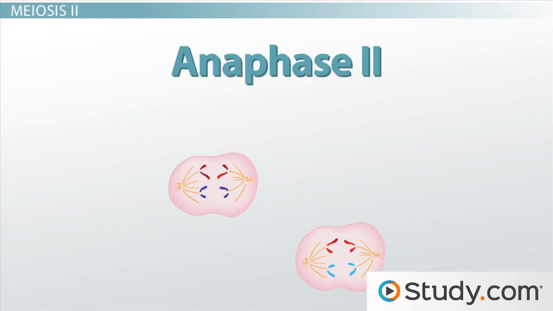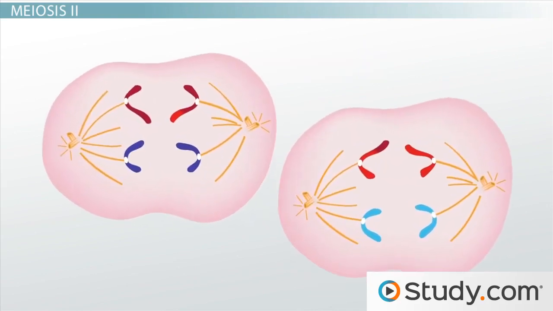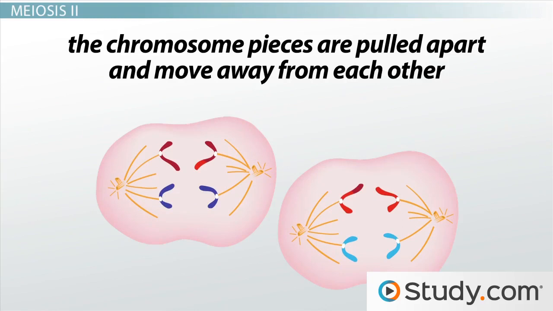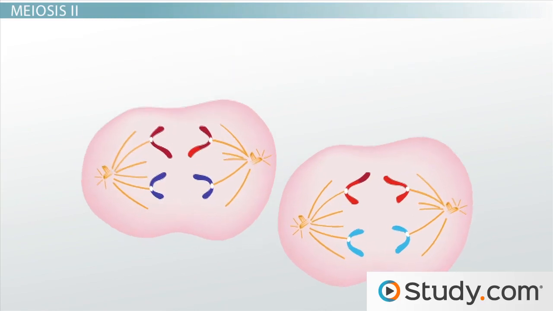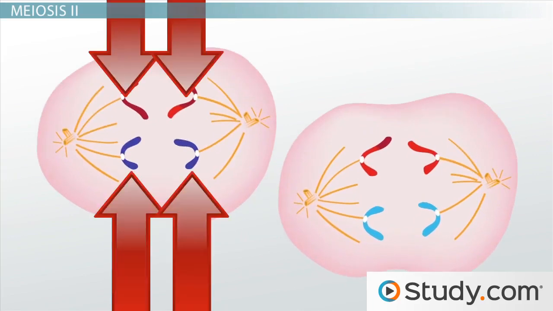In anaphase 2, we can still use the A's that stand for away and apart to recall what is going on. But what happens is the chromosomes split. The chromosome pieces are pulled apart and move away from each other. This splits the genetic material, so each new cell will get 1/2 of the genetic information.